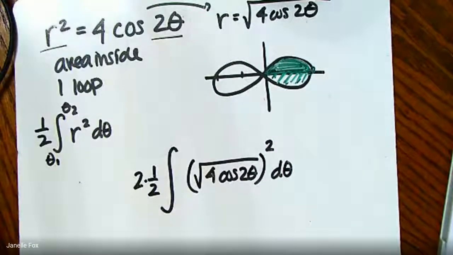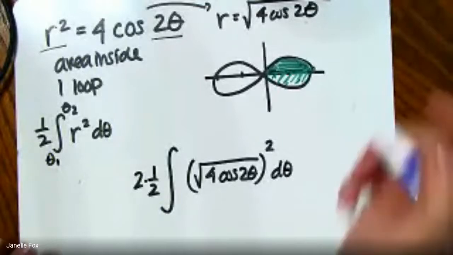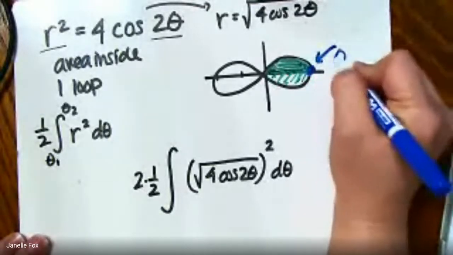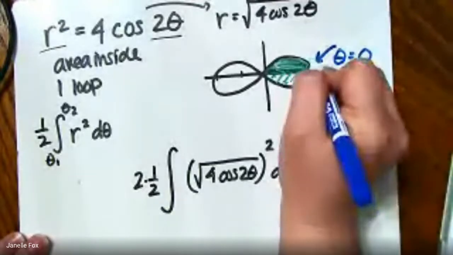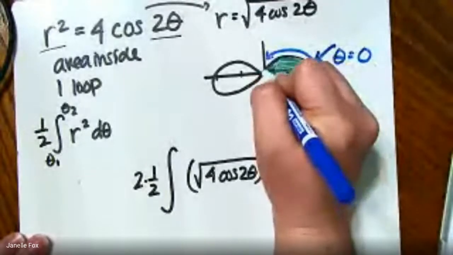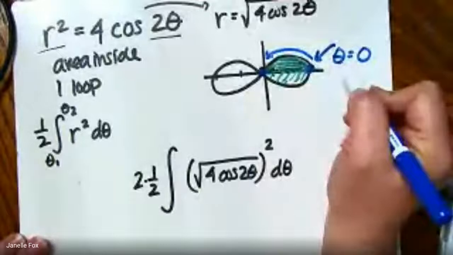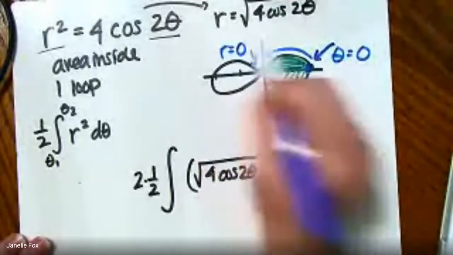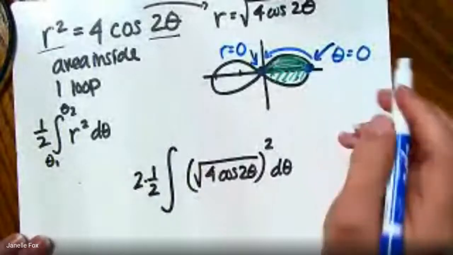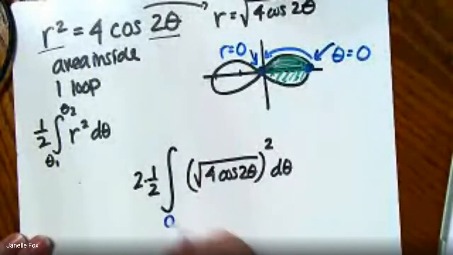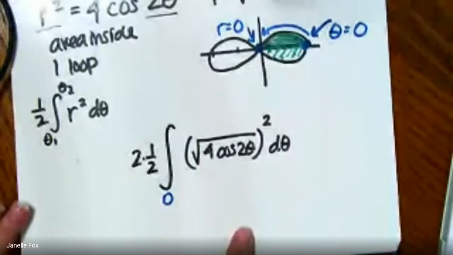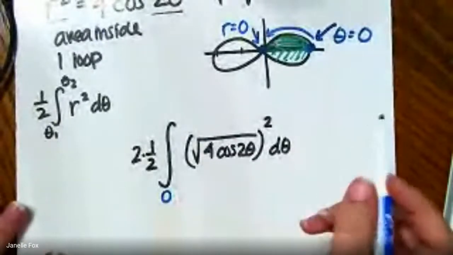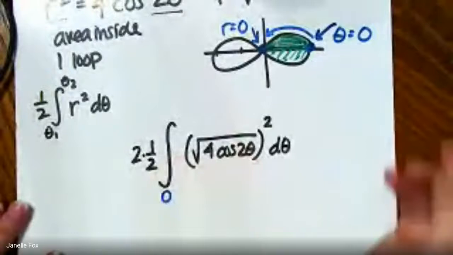So if we think about it kind of logically, right here would be when theta equals 0, and then it's going to travel this way and trace. And then we need to figure out where r equals 0. So this is definitely theta equals 0. So I am going to put a 0 down here for my lower limit of integration. Hopefully you can see that. And then I'm going to figure out the top limit of integration.